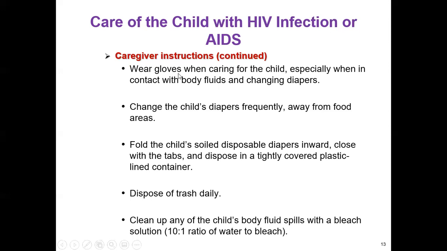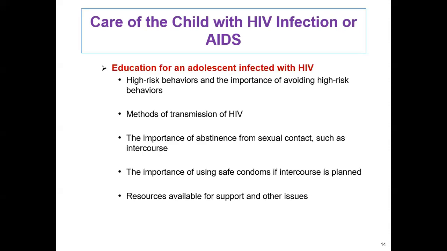Also wear gloves when carrying the child. Change the child's diaper frequently. Fold the child's soiled disposable diaper inward and dispose of it in the trash daily, and clean up any of the child's body fluid spill with a bleach solution, and there should be a 10:1 ratio.